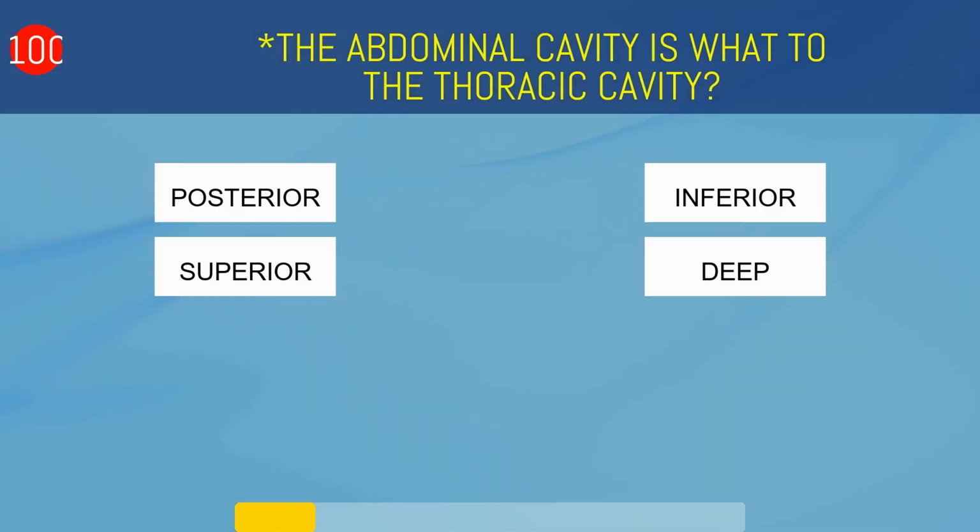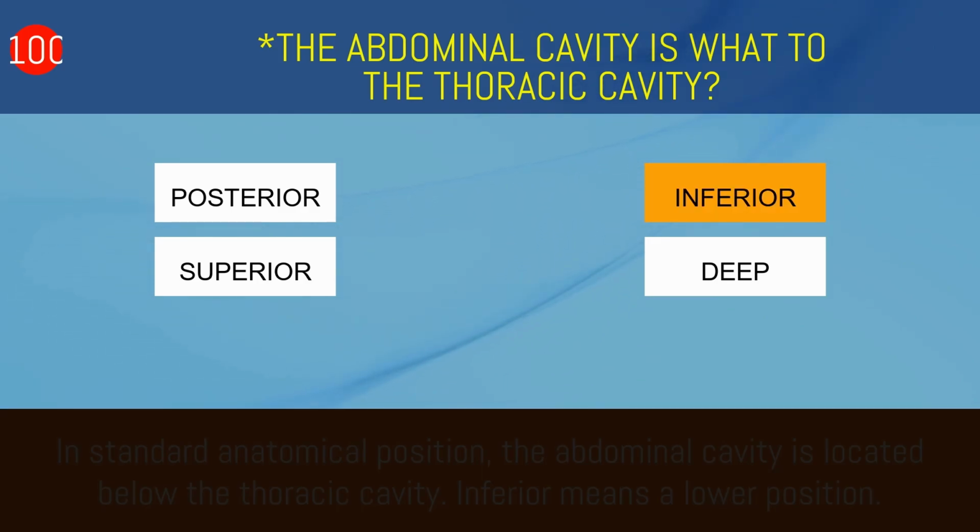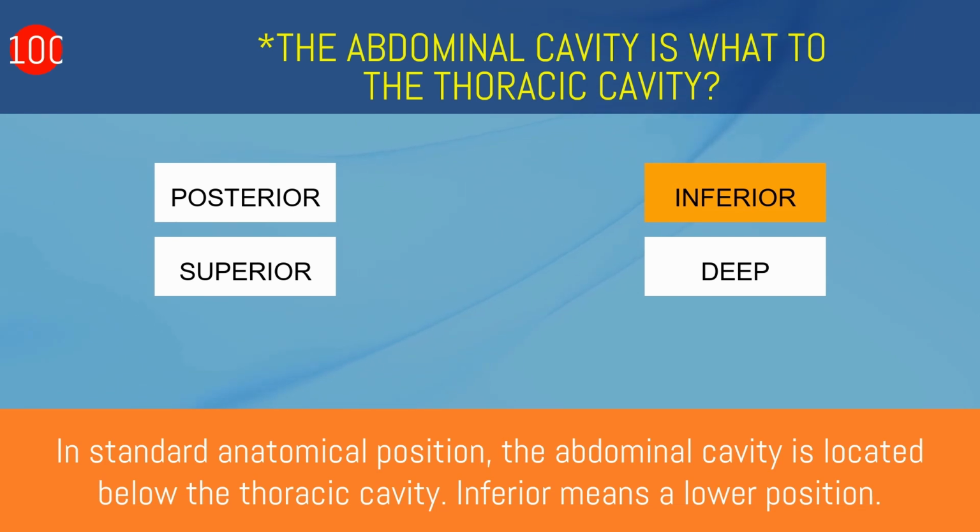The abdominal cavity is what to the thoracic cavity? Posterior, superior, inferior, or deep? Inferior. In standard anatomical position, the abdominal cavity is located below the thoracic cavity. Inferior means a lower position.